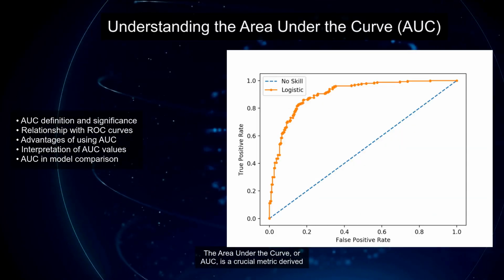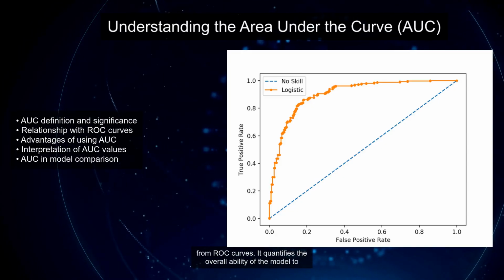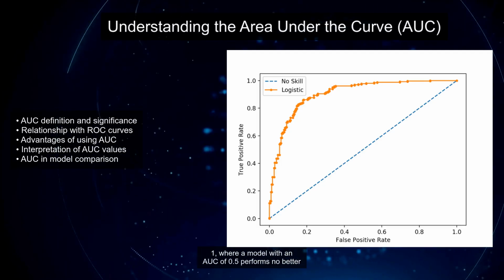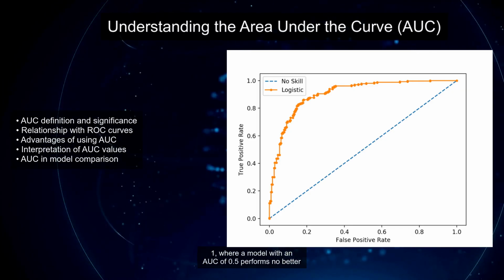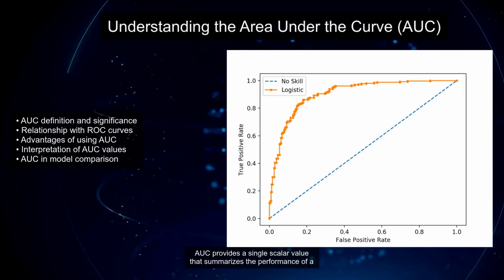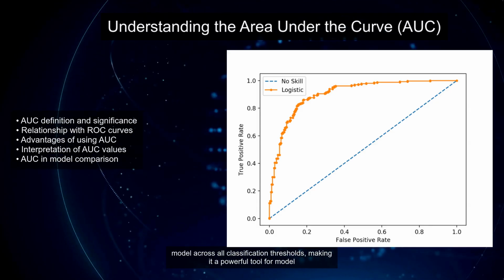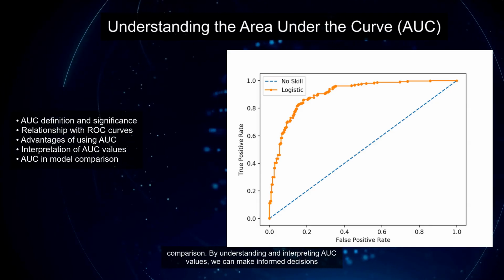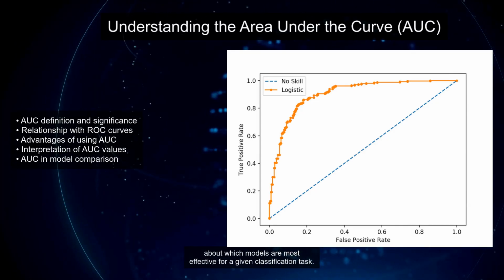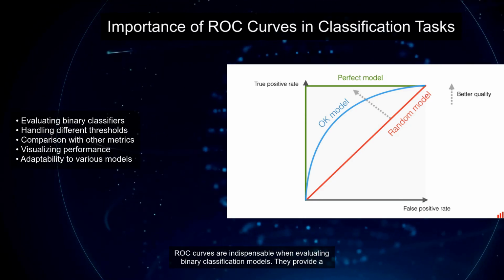The area under the curve, or AUC, is a crucial metric derived from ROC curves. It quantifies the overall ability of the model to discriminate between positive and negative classes. AUC values range from 0 to 1, where a model with an AUC of 0.5 performs no better than random chance, while an AUC of 1 indicates perfect classification. The AUC provides a single scalar value that summarizes the performance of a model across all classification thresholds, making it a powerful tool for model comparison. By understanding and interpreting AUC values, we can make informed decisions about which models are most effective for a given classification task.